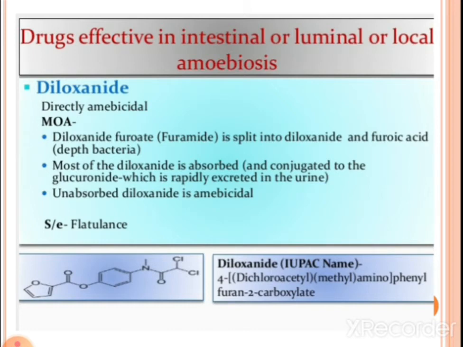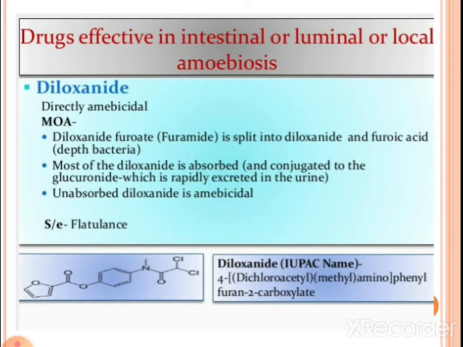The first drug from this category is diloxanide, which is a directly amoebicidal agent. Before the mode of action of diloxanide, we will see the structure. The structure is given over here. The furan ring is there, with the ester part attached, then an aromatic ring, and with this aromatic ring N double bond O C Cl Cl. So this is the basic structure, and the IUPAC name is also given: 4-chloro dichloroacetyl methyl aminophenyl furan-2-carboxylate. So this is the IUPAC name of diloxanide.